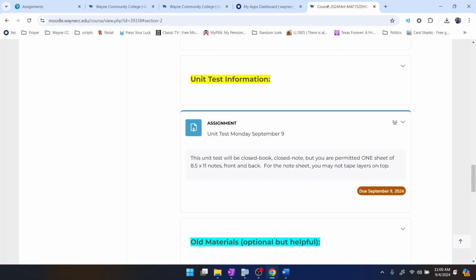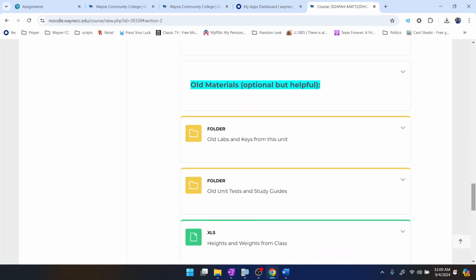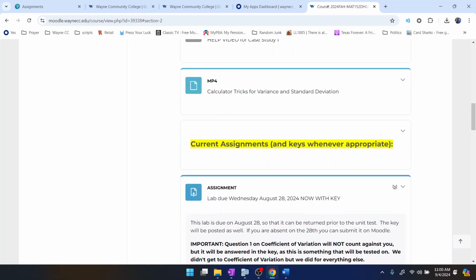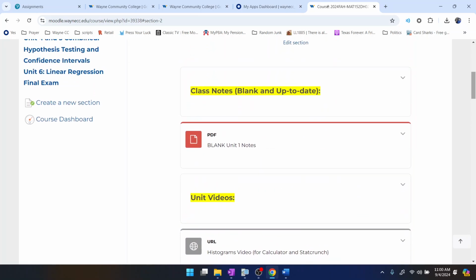So I have some old materials here, old labs, old keys, and what have you. So you'll have that in front of you. The case study. Now, I've been getting a few emails about the case study, so this is what I want to really talk about here.